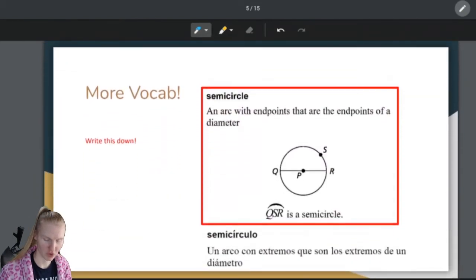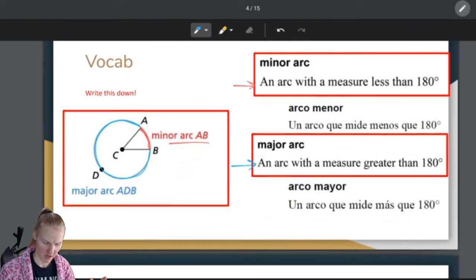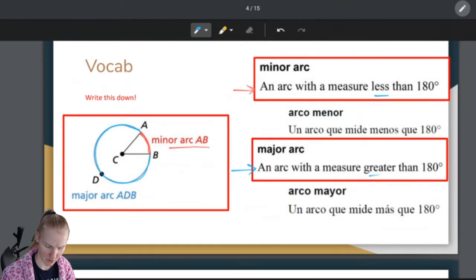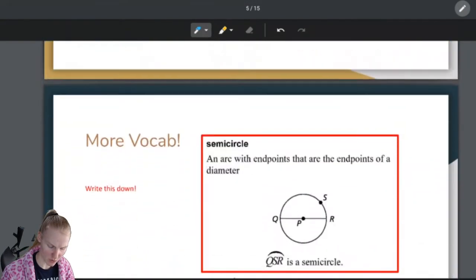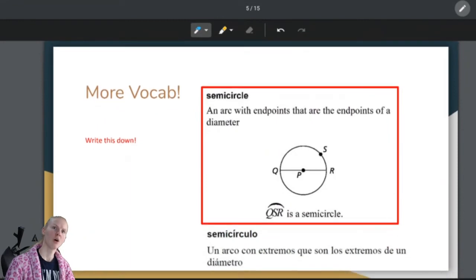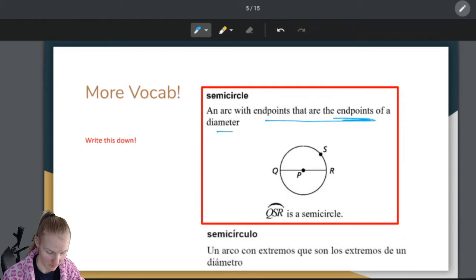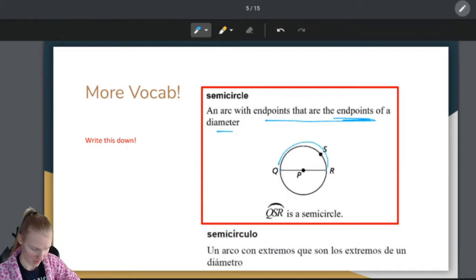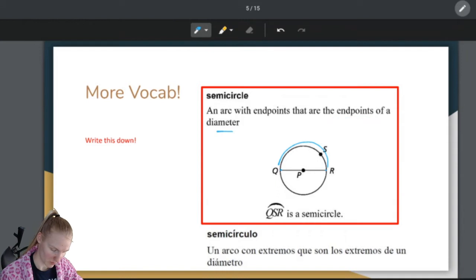Next, we talked about what if they're less than 180 and greater than 180, but what if they're equal to 180? Then you just have half of a circle, which we call a semicircle. So a semicircle is an arc with endpoints that are the endpoints of a diameter. So QR here is a diameter, and that makes QSR a semicircle.